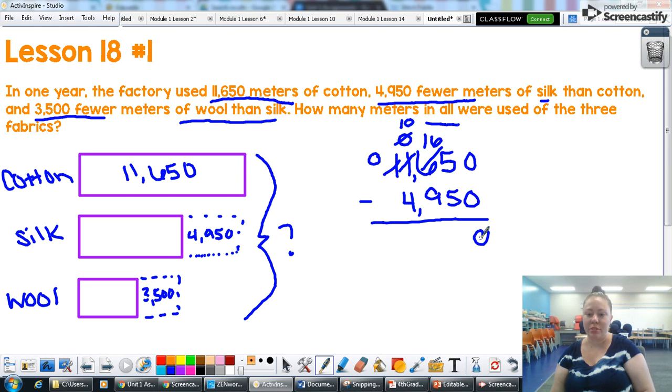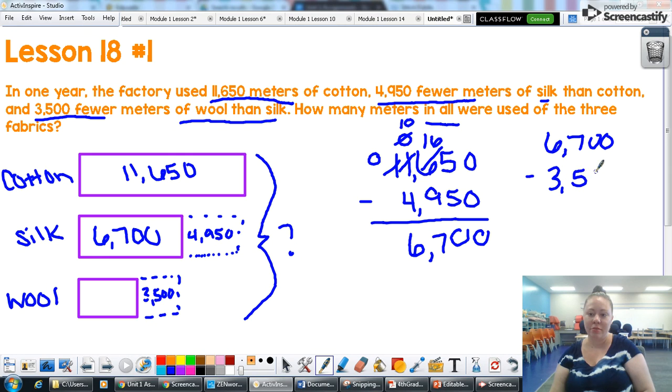Now I can subtract. So 0 minus 0 is 0. 5 minus 5 is 0. 16 minus 9 is 7. And 10 minus 4 is 6. So I know they actually used 6,700 meters of silk. But now I have to go again. The wool, they used 3,500 meters fewer. So I have to subtract again from the silk, 6,700 minus 3,500. Again, I look across my digits.